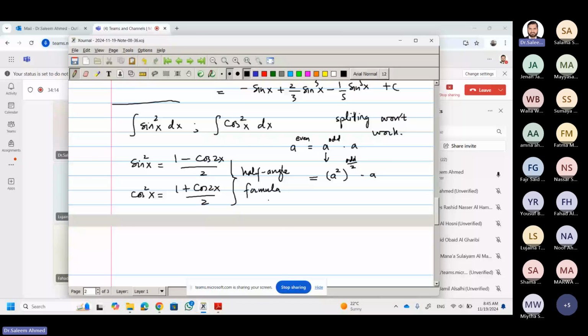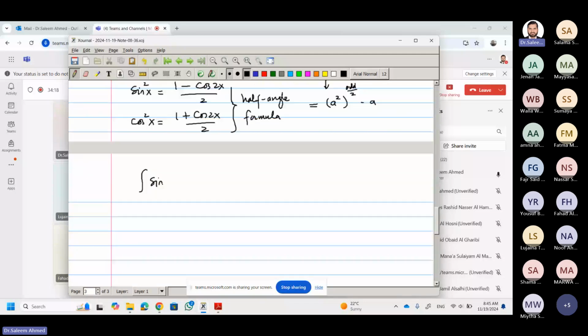So whenever they give you, let's say, sine square x dx, you don't split, you write 1 minus cos 2x by 2 dx. Now 1 by 2 is a constant, I can bring it outside. So it will become 1 by 2 times the integral of 1 minus cos 2x dx. Here 1 has the answer, 1 is x, but cos 2x has no answer yet, because I know what cos x is, but I don't know what cos 2x is.